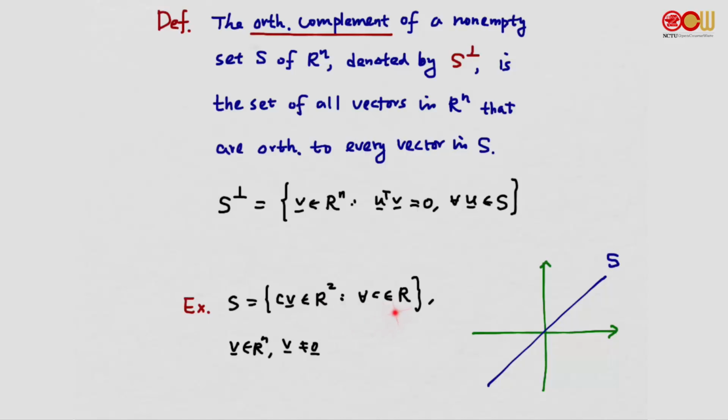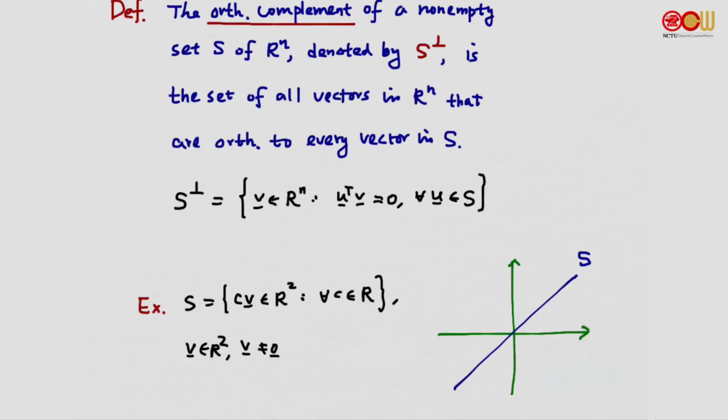For example, S is the set of all cv in R2 for all c in R, and v is a non-zero vector in R2. For example, S is the line formed by a non-zero vector v in R2. So this is S. What would be S perp? Pause and think about this. What is S perp? S perp will be the line that is perpendicular to S.